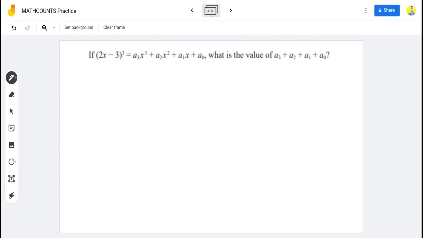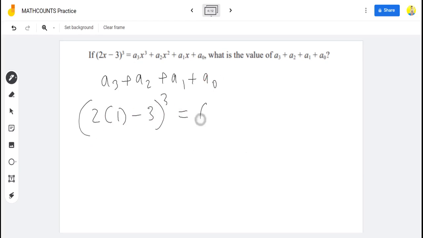Question 24. If (2x minus 3) cubed equals a3 x cubed plus a2 x squared plus a1 x plus a0, what is the value of a3 plus a2 plus a1 plus a0? To solve this problem, we basically plug in 1 for x. Because the right side becomes a3 plus a2 plus a1 plus a0. The left side becomes 2 times 1 minus 3, all cubed, which equals negative 1 cubed, which equals negative 1. So the answer is just negative 1.